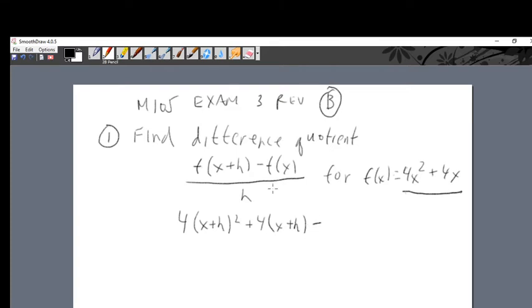Then comes the minus. Where's that minus come from? Over here. So I followed the guidelines for this. Then now minus f of x. What's f of x? This right here is f of x. So minus parentheses, put that parentheses there or there's trouble. Minus the whole thing, 4x squared plus 4x, end of parentheses. All of this divided by h. Okay, now that's how to get started.